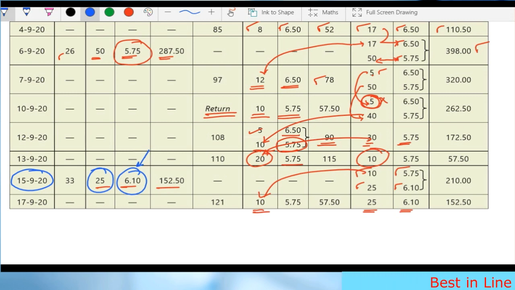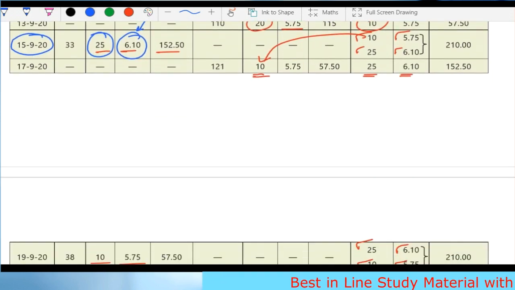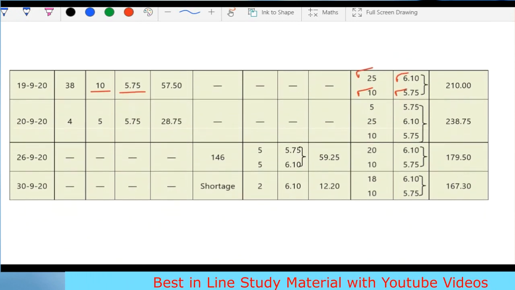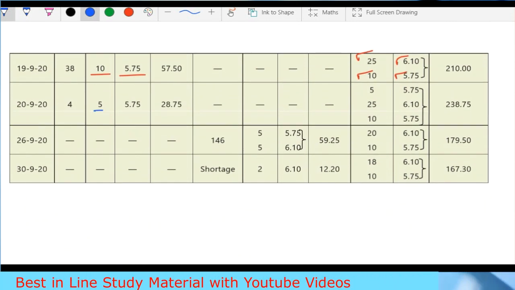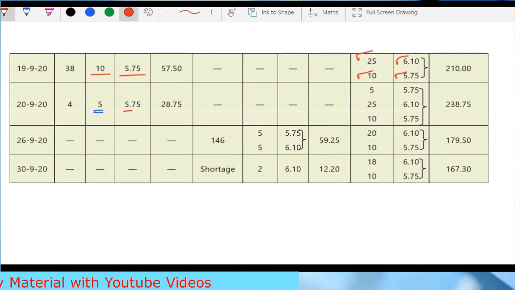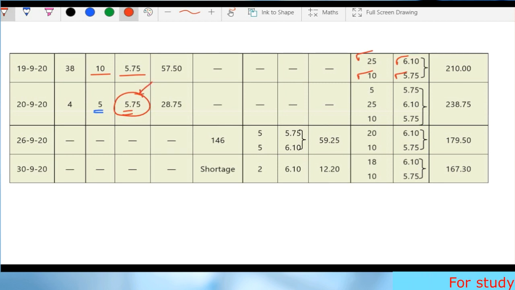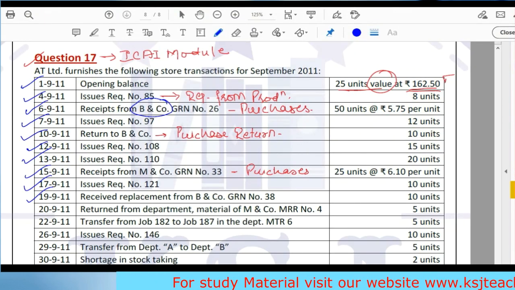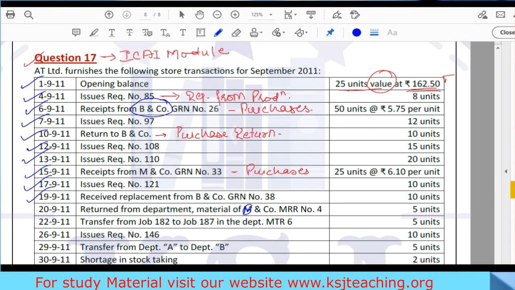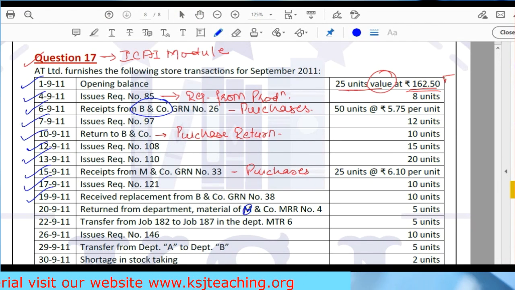Can you? No, sir. So that is why what they have done is they have received 5 units at 5.75. That is the last issued material. The last material issued was at 5.75. Whatever material was issued, it was at 5.75. That's why they have received at 5.75. Actually, it should be here from B and Company. Then it makes sense.